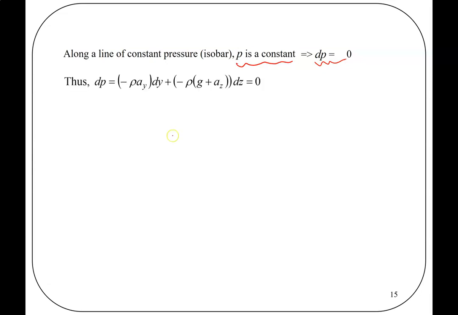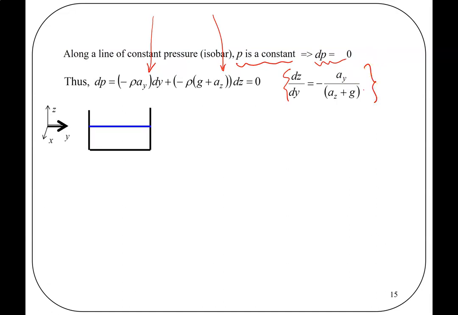So in general, for a problem where the fluid might be accelerating as a rigid body in both the y direction as well as the z direction in the yz plane in the previous picture, then dp is equal to this expression. If I set this equal to 0, I can solve for the ratio dz/dy and get that result to be negative a_y over (a_z plus g), right? Why is this significant?